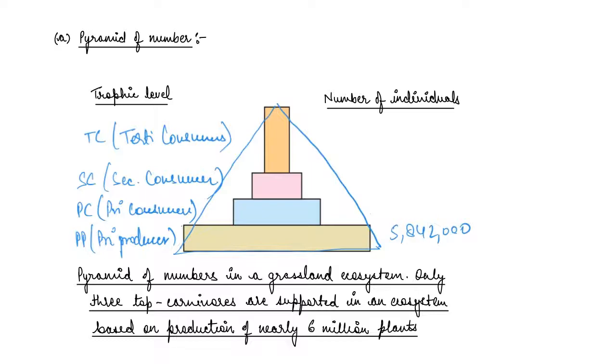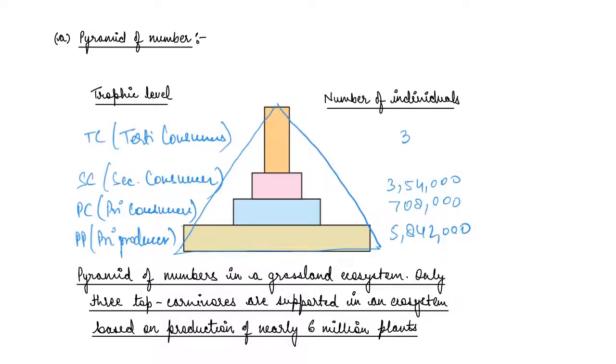So 58.42 lakh is primary producer, then around 7 lakh is primary consumer, then around 3.5 lakh is secondary consumer, and then we have just three tertiary consumers. Right? So here we see an exact pyramid where the base is broad, which is the first trophic level, which are the producers, and then the top consumers, right? The top level consumers are towards the apex, which is narrow. So this is the pyramid of number.